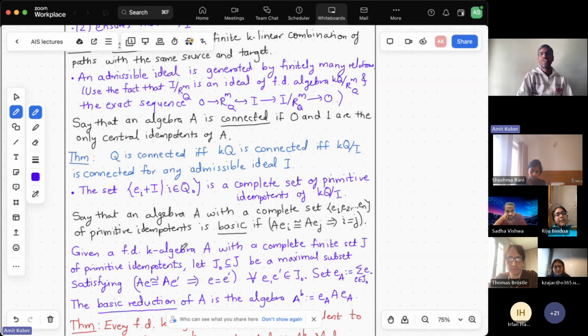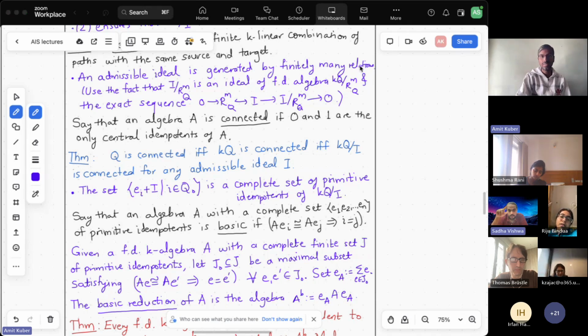So if it is not, then what can we do? Well, we define this equivalence relation. If Ae_i is isomorphic to Ae_j, then we put both those idempotents in the same equivalence class. And we choose a representative set of these equivalence classes, which I'm denoting by J naught over here. And we can form this new thing, e_A, the sum of these representative idempotents.